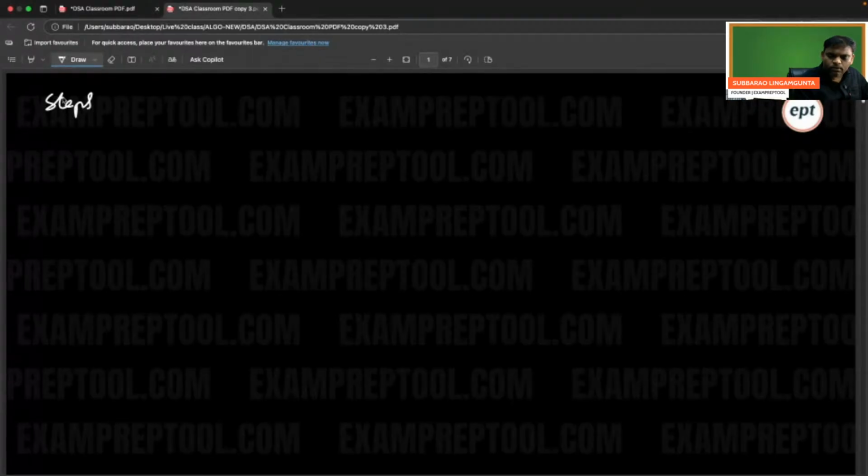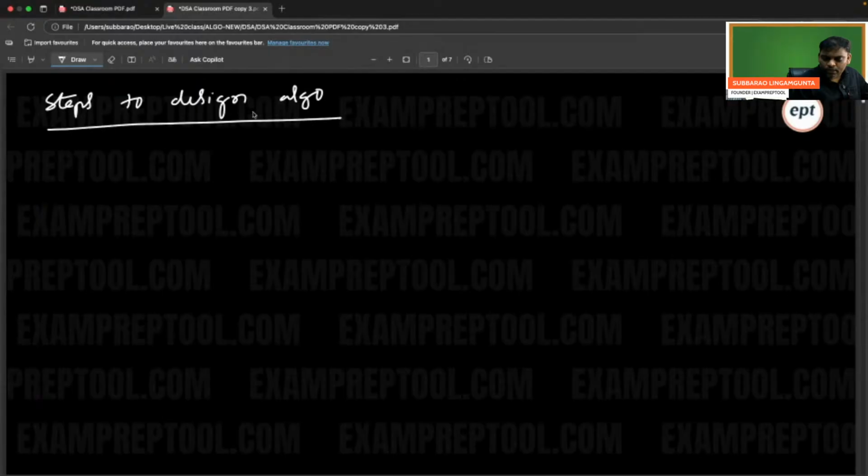Steps to design algorithm. This is the third one. First I said the definition, next one is properties, next one is steps. To design an algorithm, what steps do you have to follow?